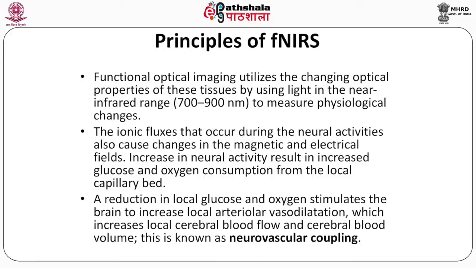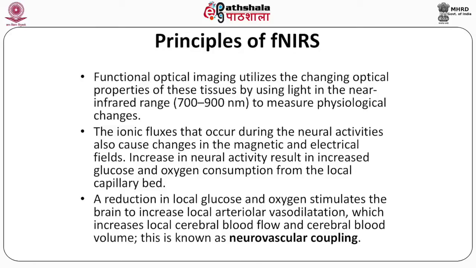So, functional optical imaging utilizes the changing optical properties of these tissues by using light in the near infrared. This word will come again and again in this module. The near infrared range means 700 to 900 nanometer to measure physiological changes. The ionic fluxes due to various neuronal behavior in the brain, the ionic fluxes that occur during the neuronal activities also causes change in the magnetic and electrical fields in the brain.